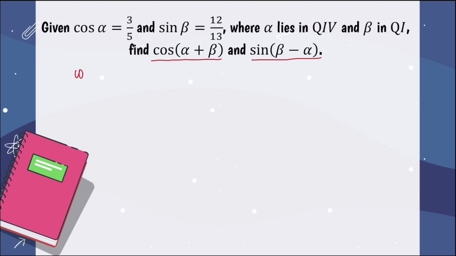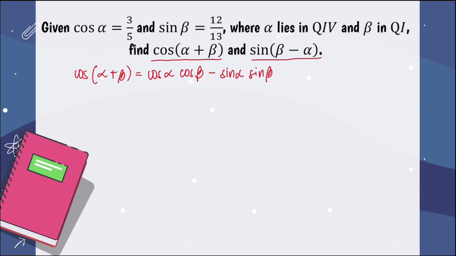So cosine of alpha plus beta is equal to, we're following the pattern cos, cos, sin, sin. So cosine of alpha, cosine of beta, and since this is cosine, we will get the opposite of the operation, which is subtraction, and then sine of alpha, sine of beta.